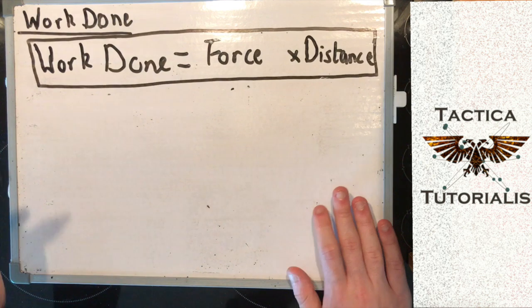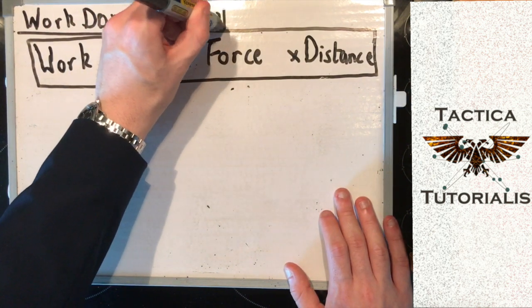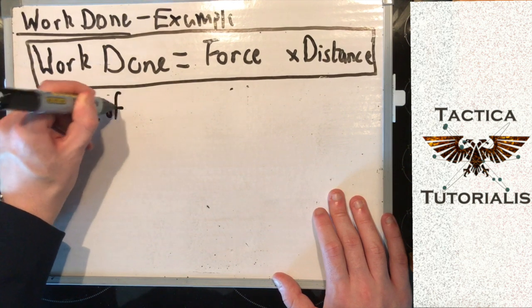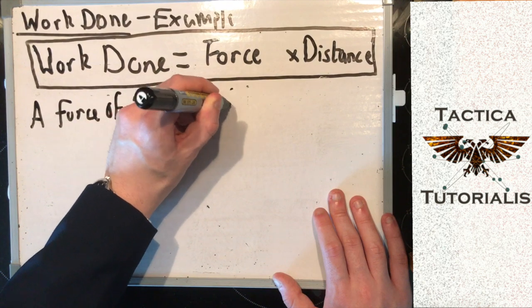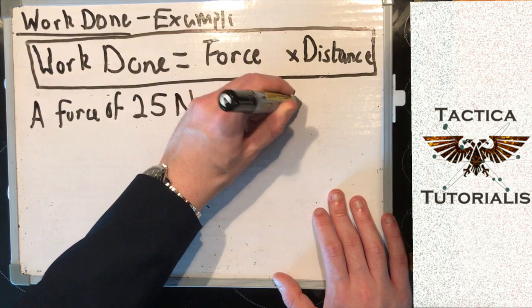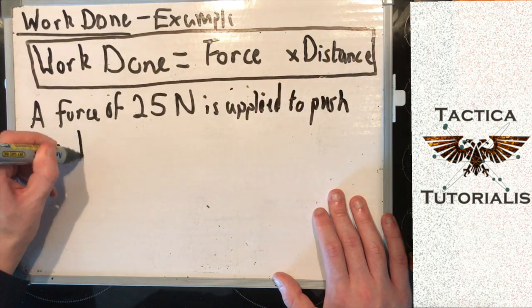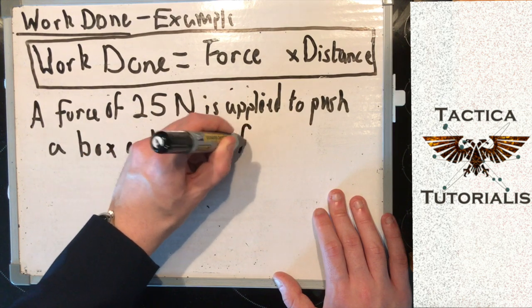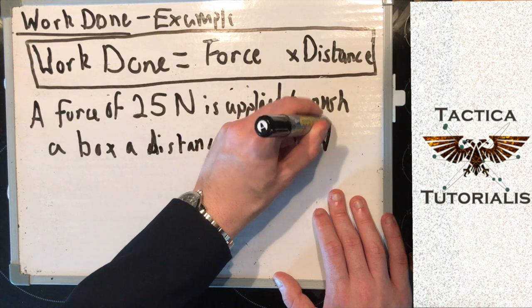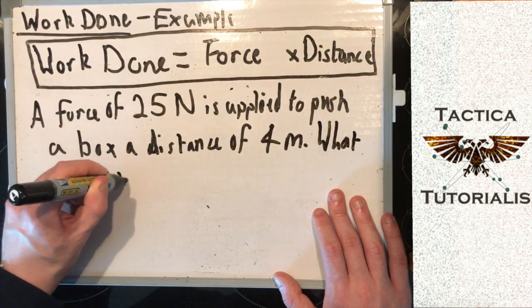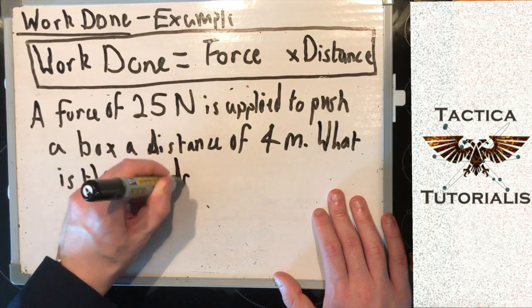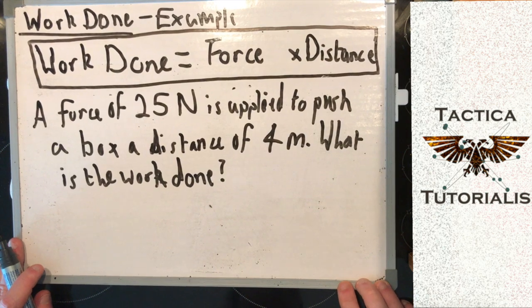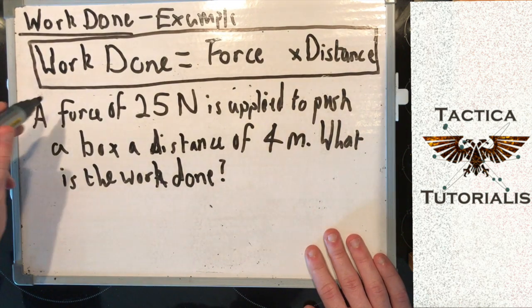Right, so I'm going to do a worked example here just to show you how we do this sort of thing. So if I have a force of 25 newtons applied to push a box a distance of 4 meters. What is the work done? If you want to have a go at this yourself at home, pause the video now and give yourself a couple of minutes to have a go. But I'm now going to go through the solution for you, just as a worked example. So, you need to take this formula that we've got at the top.